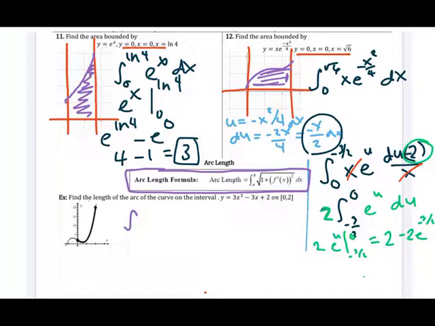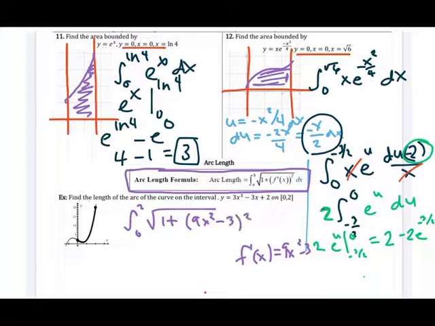You're going to take the integral from the bound, so 0 to 2, of the square root of 1 plus the derivative. So let's look, f prime of x here is just going to be 9x squared minus 3. So of 9x squared minus 3 squared. So the integral from a to b of the square root of 1 plus the derivative squared, and you're integrating with respect to x.